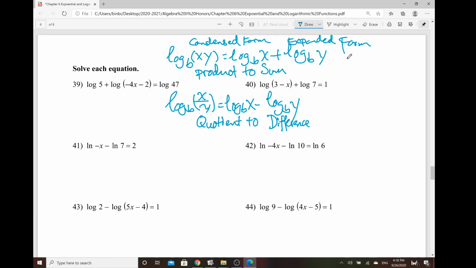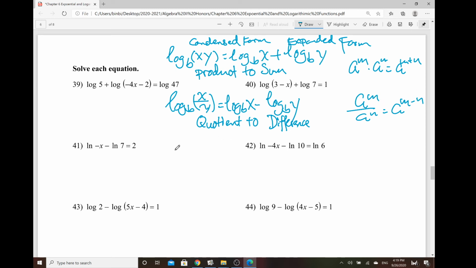For those of you who might be wondering, are the exponential forms quite similar? For the exponential form, multiplying means we need to add the exponents, and if it's division, we need to subtract the powers.